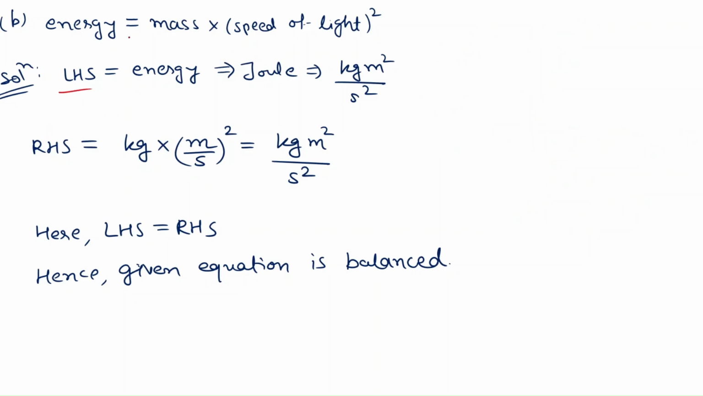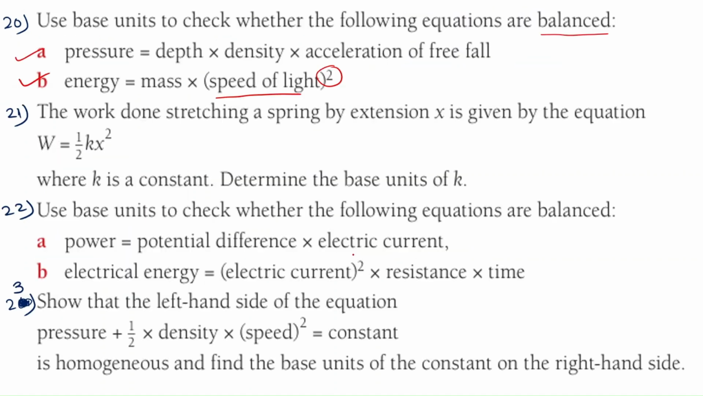Now, in joule, we see kilogram meter square per second square. That is the LHS. Now, on the right hand side, we have mass. Mass means kilogram. And the speed of light, whether speed, so we have to put meter per second, whole square, because we have a square here. Anything related to speed or velocity has the unit meter per second. Now simplify it, and we get the same answer as the LHS. So here also we can say the equation is balanced. Now this is all about question number 20.